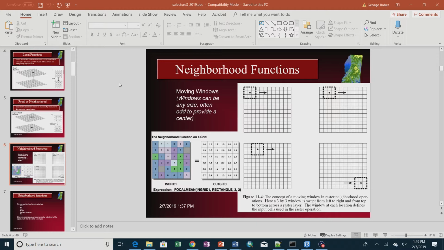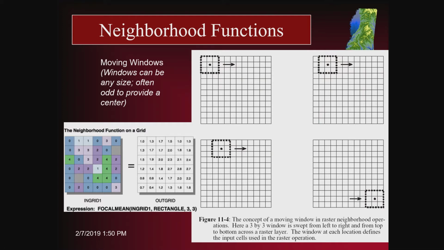So here, this is a neighborhood mean, a focal mean. Here it's a rectangle, it's 3 by 3. So for this neighborhood right here, maybe I'll blow this up a little bit, it's finding the mean. What's the mean? The average. It's finding the average value, so it's adding up 0, 1, 1.